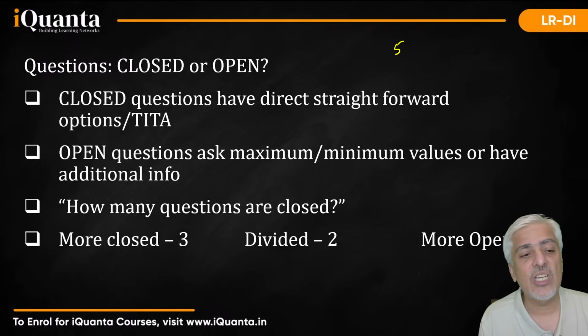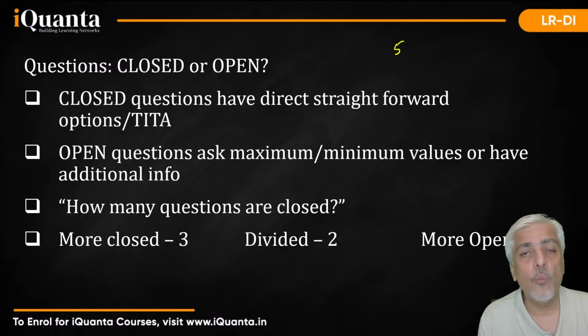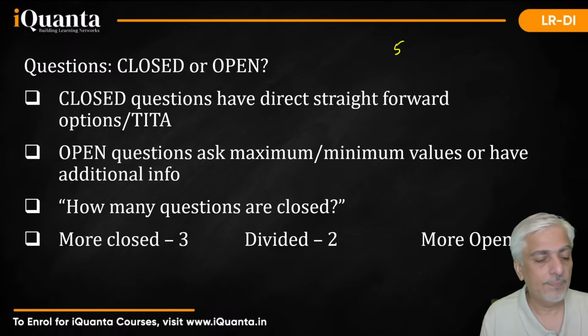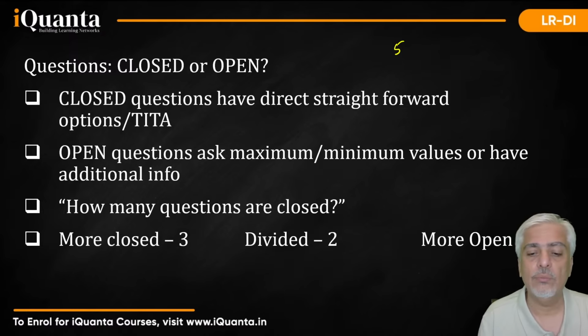Closed questions have direct, straightforward options, or they are direct questions. Open questions ask like maximum, minimum values, or there is some additional data added to them. Those are open questions. So always beware of those types of questions. How many questions are closed? How many questions are open? All this is very important. More closed questions or more direct questions, it's a 3 pointer. Divided is a 2 pointer. More open than closed, and so on.